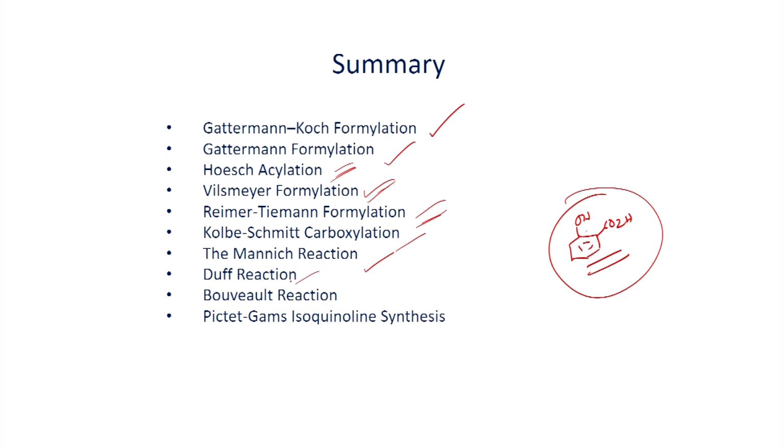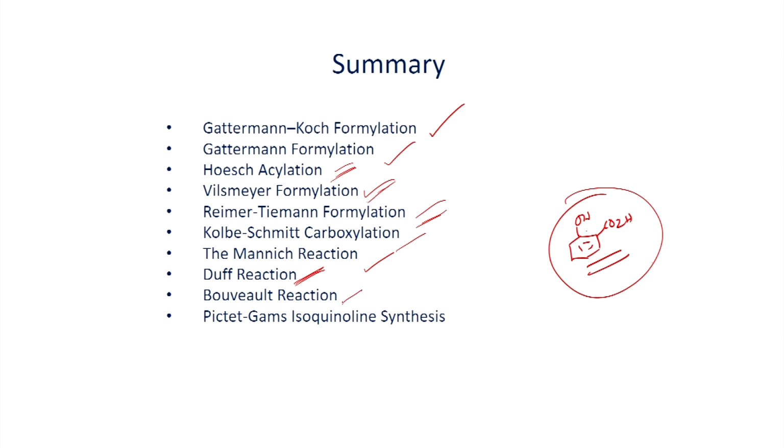Then we have seen the Duff reaction, where if you have an electron rich system like phenol, it can readily undergo reaction with hexamethylenetetramine, which is produced from formaldehyde and ammonia. In the presence of aqueous acid, you can try to make salicylaldehyde, if you take phenol, where also the iminium ion acts as an electrophile.